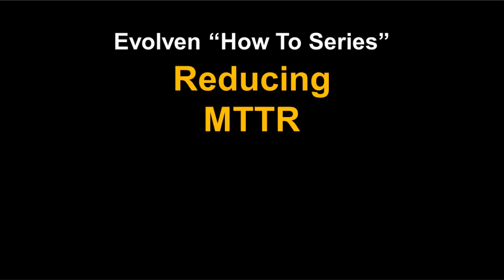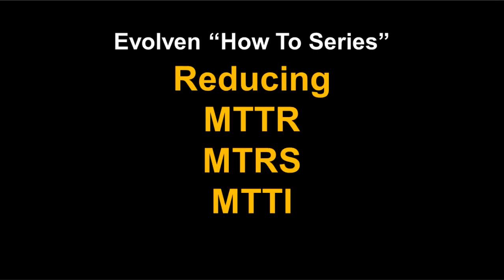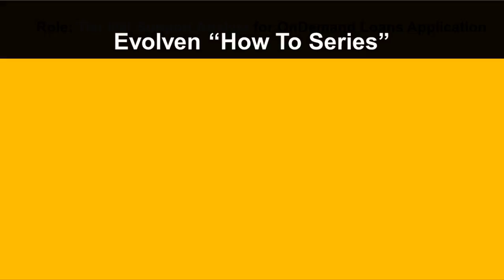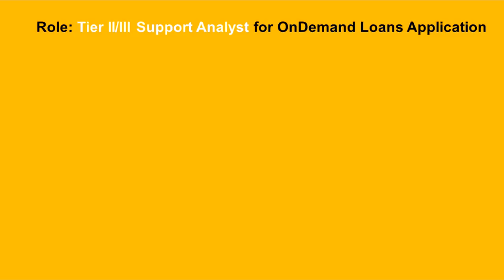Today we're going to look at reducing my mean time to resolution, my mean time to restore, and my mean time to identify problems using a non-blended approach. Please take a look at our other series where we blend the APM data in with Evolven to solve a problem. Today I am basically a Tier 2 or Tier 3 support analyst for on-demand loans.